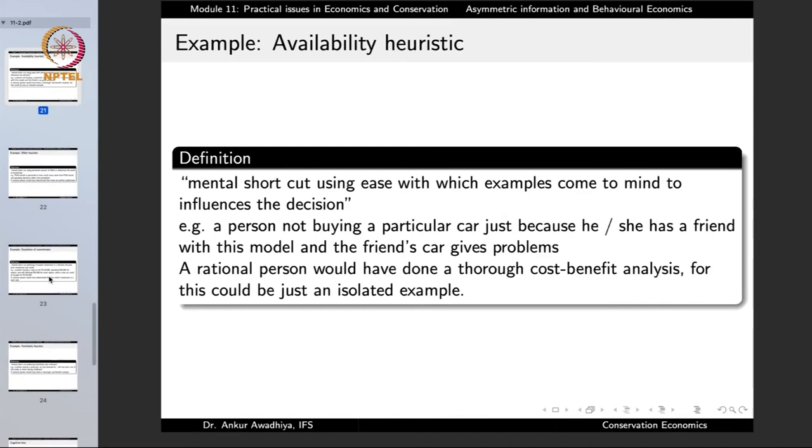Another example is availability heuristic. So it is a rule of thumb or a shortcut based on availability of information. A mental shortcut using the ease with which examples come to mind to influence the decision. Example, a person not buying a particular car just because he or she has a friend with this model and the friend's car gives problems. A rational person would have done a thorough cost-benefit analysis, for this could be just an isolated example.